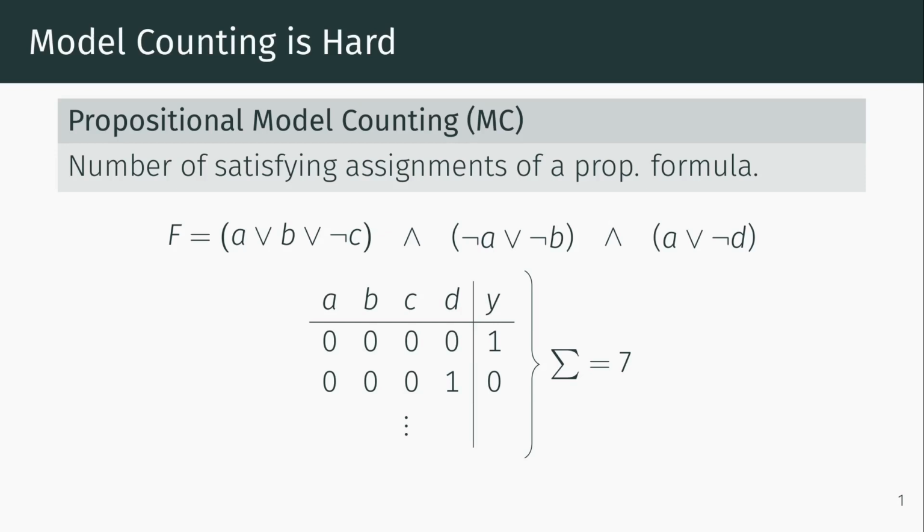Of course, naively, we could just write down a table of every possible variable assignment and count up the number of satisfying ones. However, this table grows exponentially in size with the number of variables and thus is not feasible in practice. It turns out that propositional model counting is even harder than SAT. Fortunately, a number of practically quite successful algorithms have been proposed to tackle this problem.